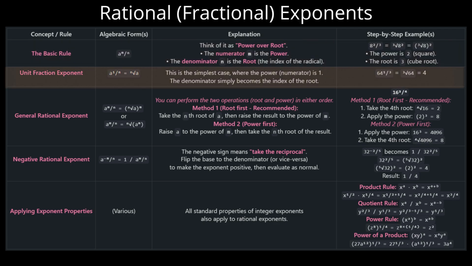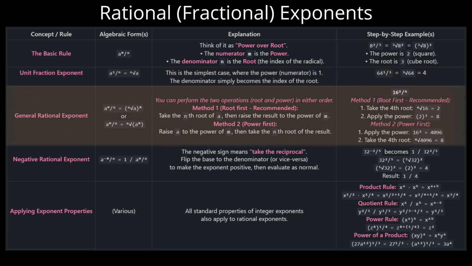Now, let's look at the simplest case, a unit fractional exponent. This is just a fancy way of saying the power on top is 1. For example, 64 to the 1/3 power. Here, the power is 1, so we don't need to do anything with it. The root is 3, so 64 to the 1/3 power is simply the cube root of 64, which is 4. A 1/2 power is a square root, a 1/4 power is a fourth root, and so on.